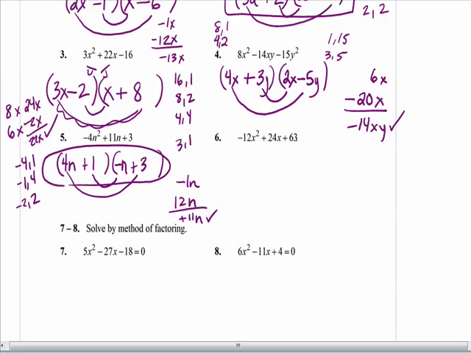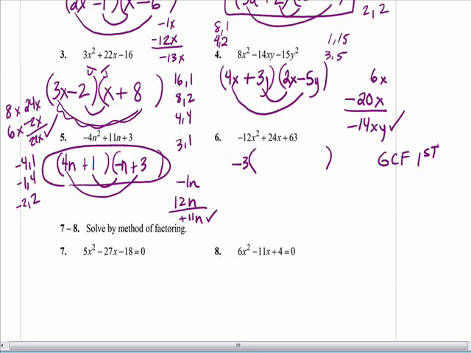12, 24, and 63. Do they have a greatest common factor? 12. Oh wait, no. 12, 24, 3. I think 3 is the biggest number that goes into each of them. So watch what I'm going to do. I'm not just going to factor a 3 out, but before I factor my trinomial into 2 binomials, I'm going to do the greatest common factor first. And anytime you see a trinomial that's all divisible by the same number, you can do that.